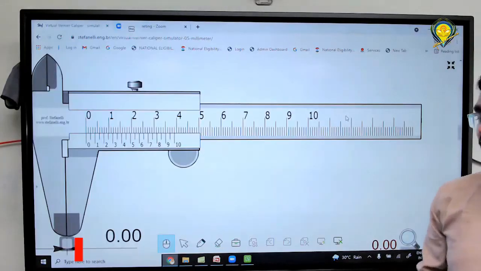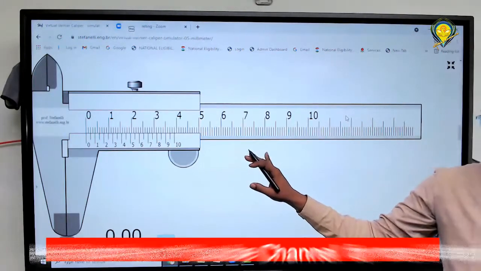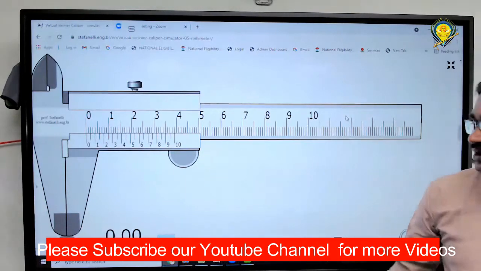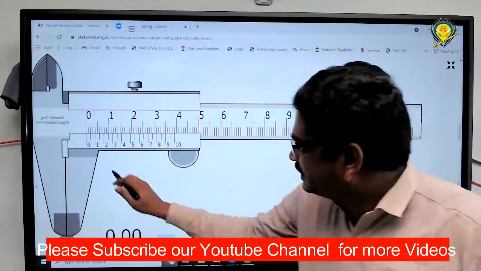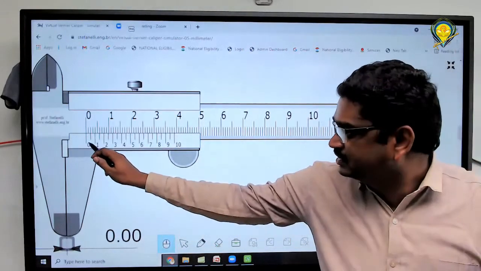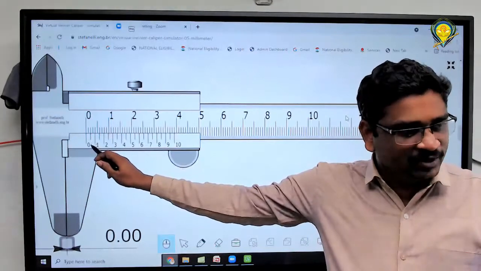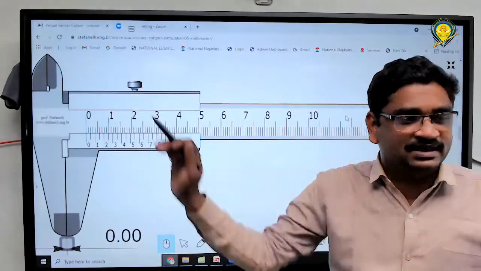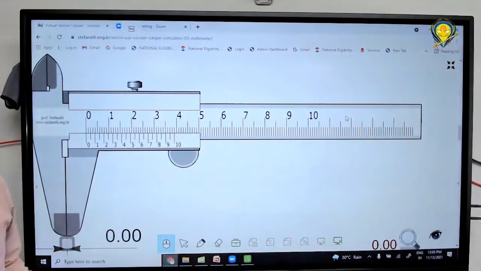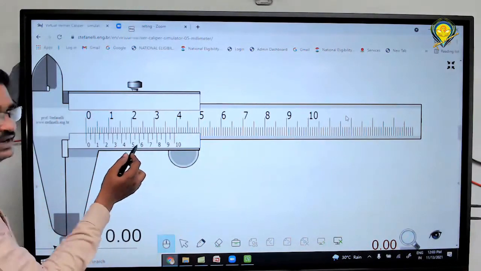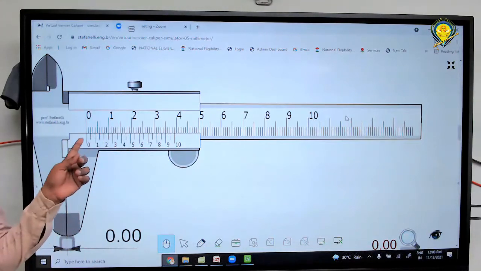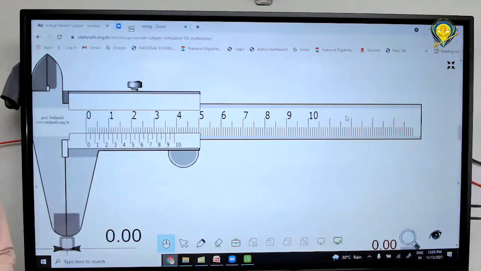So next one, today we are going to discuss total reading, how to measure total reading in the case of vernier calipers. Assume that this is an errorless instrument. Errorless instrument means the zero of the vernier scale coincides with the zero of the main scale. Here how many scales are there? Two scales. One is the main scale. This is the vernier scale. In total, 10 divisions are there.